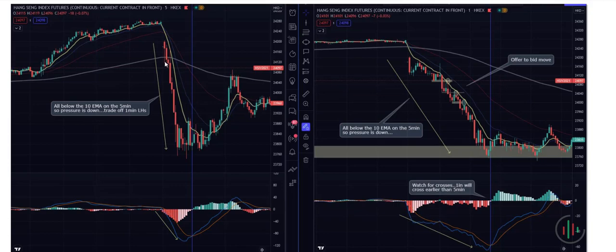Okay, so this was yesterday's action. We had that opening drive down. This is a 5-minute chart on the left and a 1-minute on the right. I was just taking a snapshot, but you can see that opening drive really powered down. There was actually a support zone. I've marked it up on the 1, but I didn't mark it up on this 5 for whatever reason. But you can see it drove down.